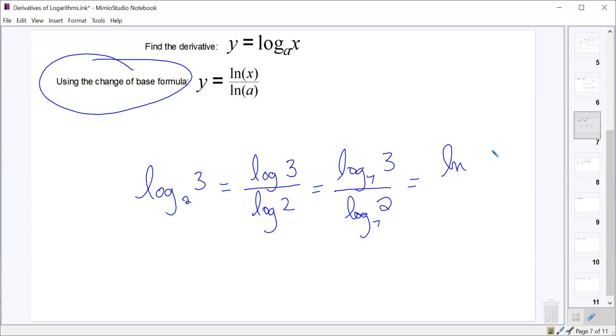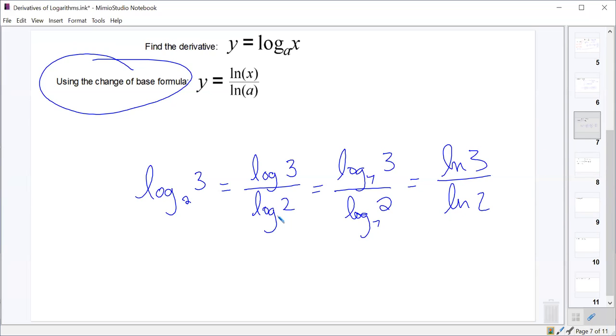Natural log is just another base, right? It's base e for logarithm. So this is just natural log of 3 over natural log of 2. Change of base formula just says take the log of the original thing over the log of the original base, in whatever base you want it to be. Okay, pretty straightforward formula. We're not going to spend time proving it right now, but that's what it says.